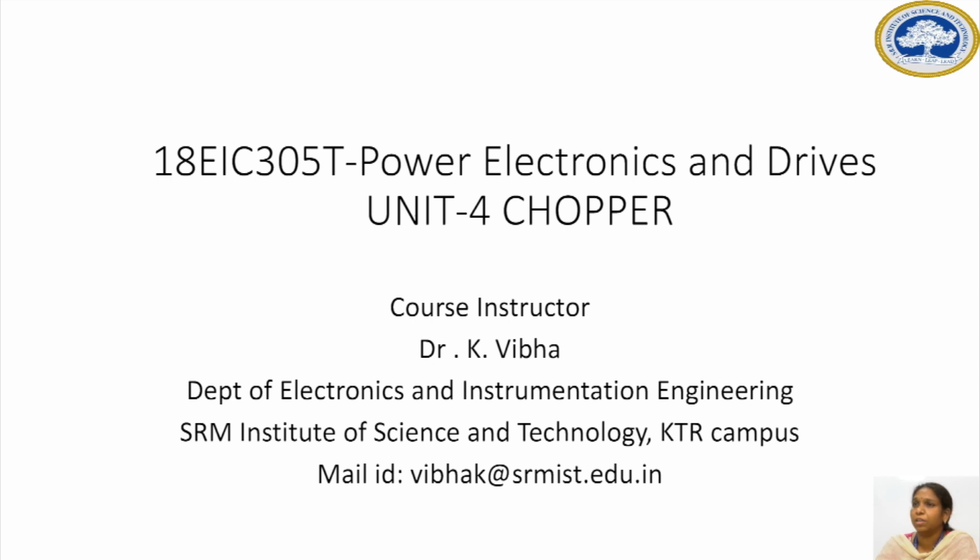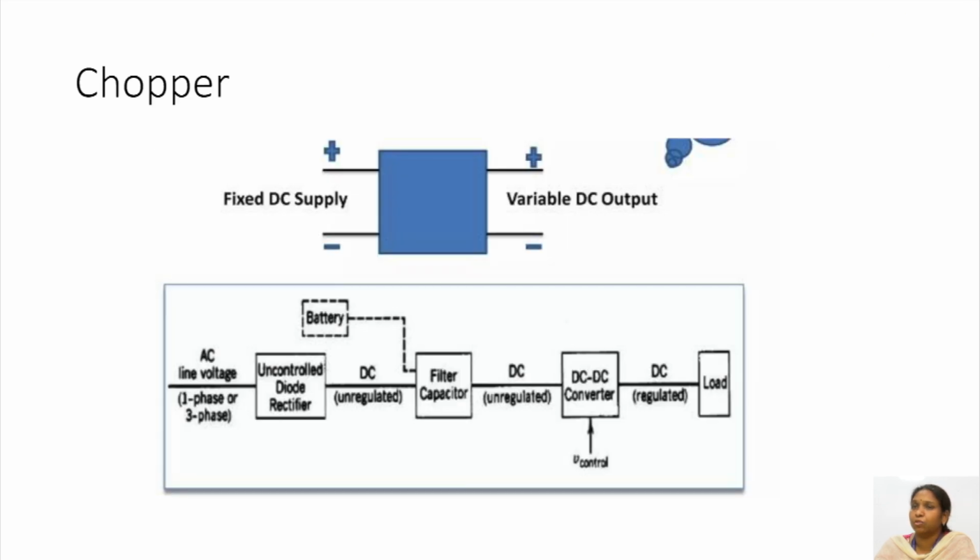Welcome you all. Today we are going to see chopper, which comes under the subject title Power Electronics and Drives. Its subject code is 18 EIC 305D. What is chopper? Chopper is a converter which can convert a fixed DC supply to a variable DC supply.